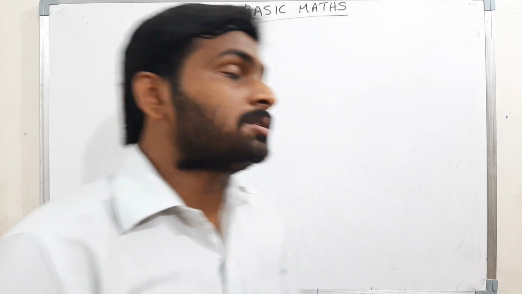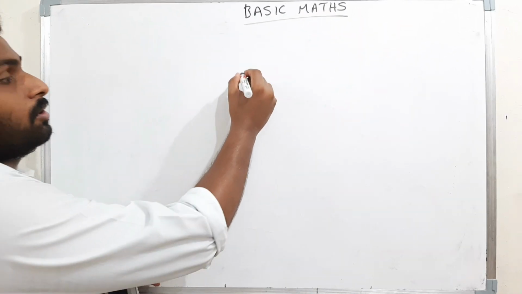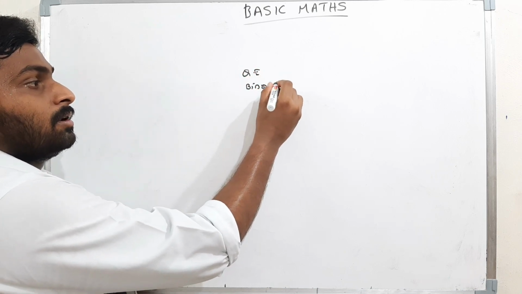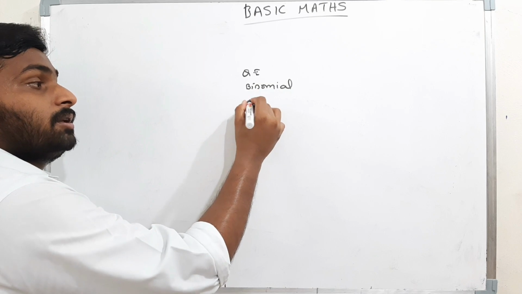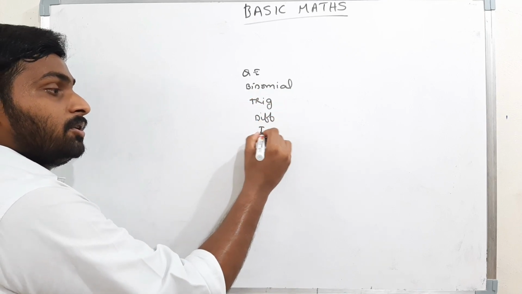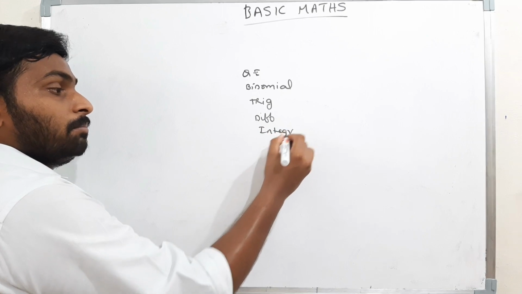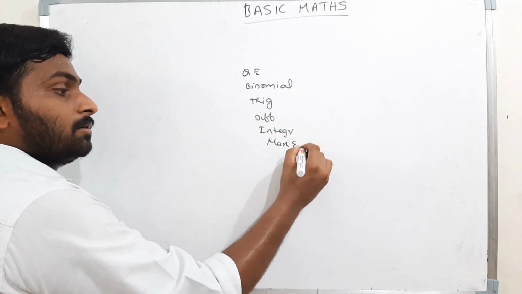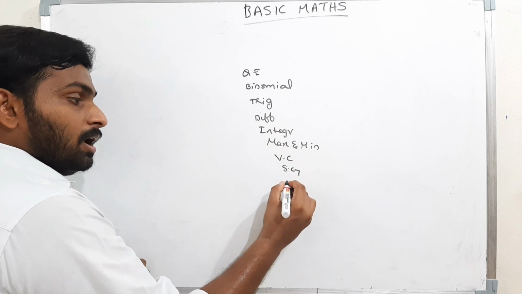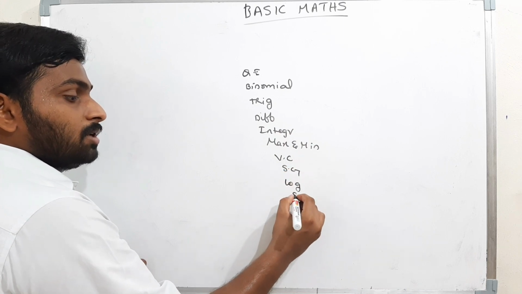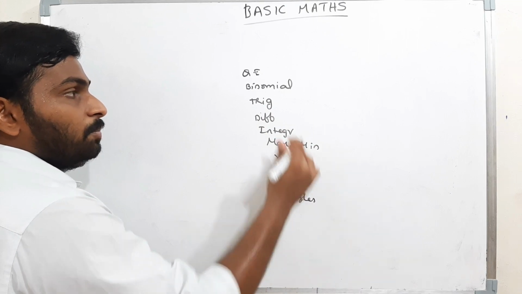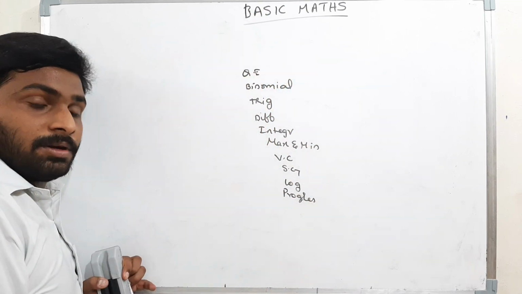Mathematics. And in this Basic Mathematics we are going to study quadratic equations, binomial expansion, then trigonometric functions, then differentiation, integration, maxima and minima, and then vernier calipers, screw gauge, and lastly logarithms and progressions. These are the topics we are going to see in this chapter Basic Mathematics.